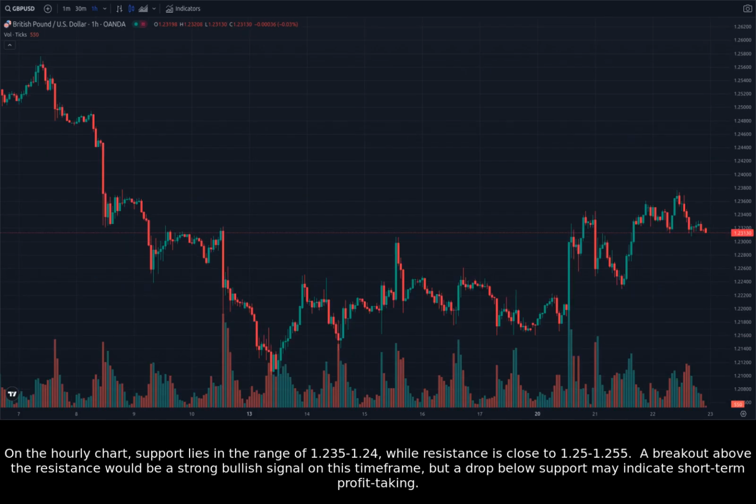On the hourly chart, support lies in the range of 1.235 to 1.24, while resistance is close to 1.25 to 1.255. A breakout above the resistance would be a strong bullish signal on this time frame, but a drop below support may indicate short-term profit-taking.